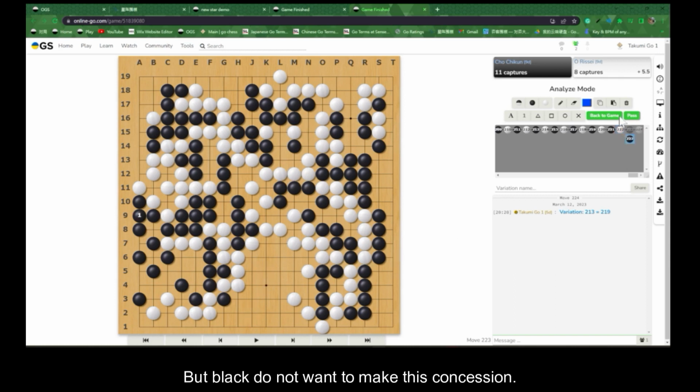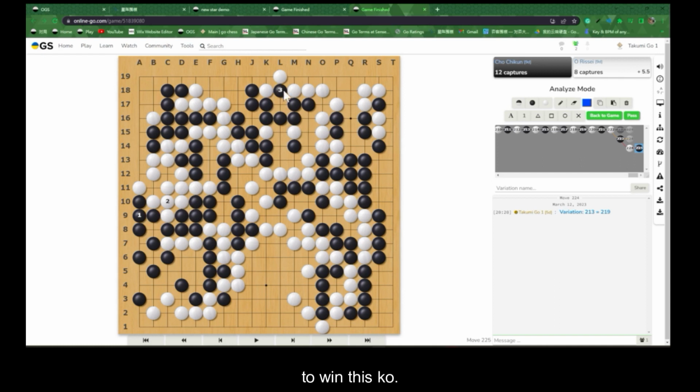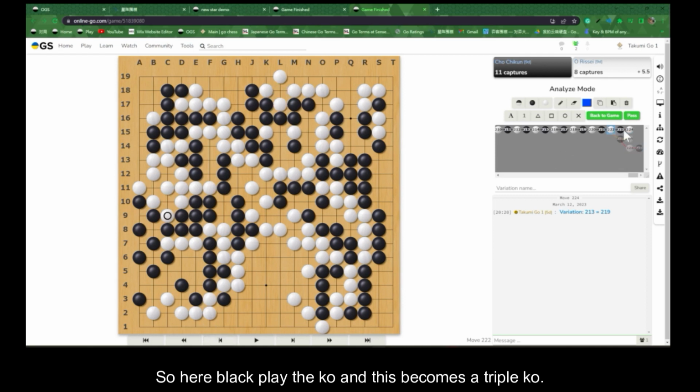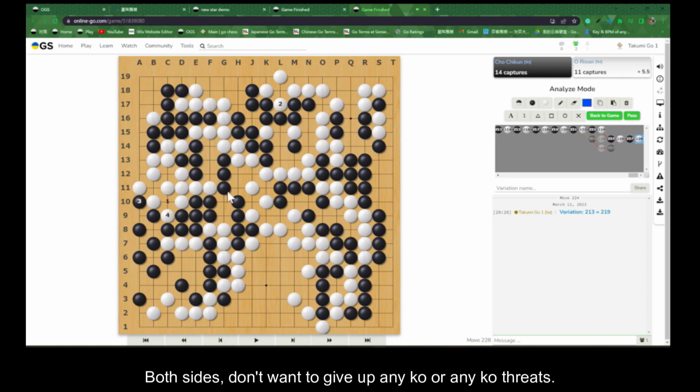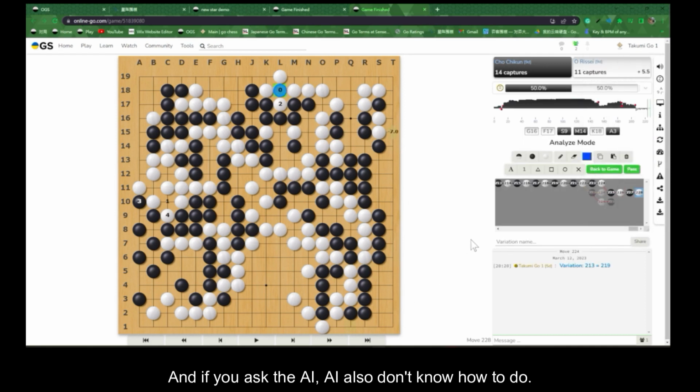But black does not want to make this concession. If black makes this concession and white also connects, then black does not have enough core threats to win this core. So, here black plays the core and this becomes a triple core. Neither side wants to give up any core or any core threat. This is a real triple core. And if you ask the AI, it also doesn't know what to do.